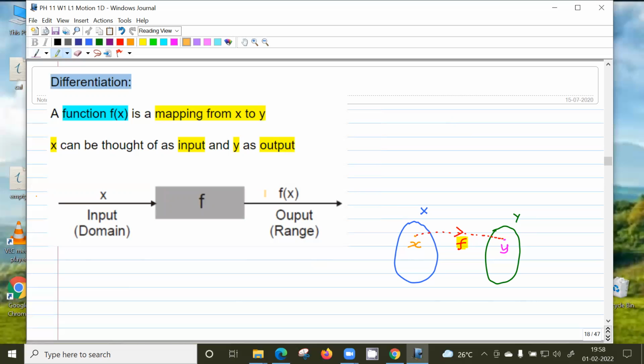Y, which is f of x, that is also a variable. But x is called independent variable, and y is called dependent variable. Independent variable, we can choose the value freely, and output is dependent on this input. So y is dependent on x. That's why it's called the dependent variable. Okay, so function, we can think of as a mapping from x to y. You know what is mapping, right? Yes, sir. How you relate one value here to one value here.